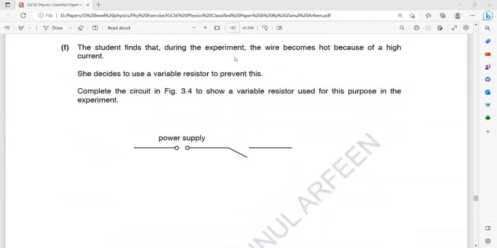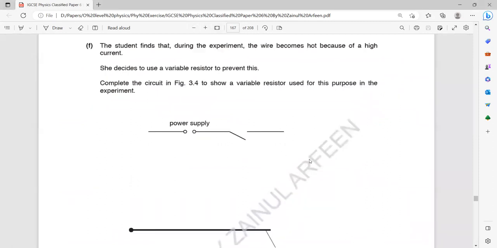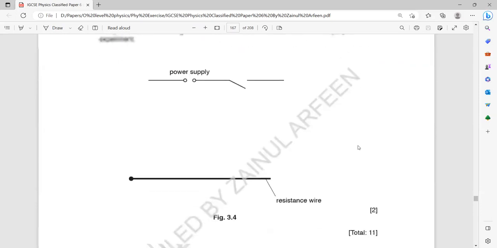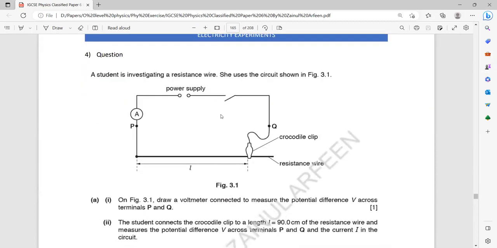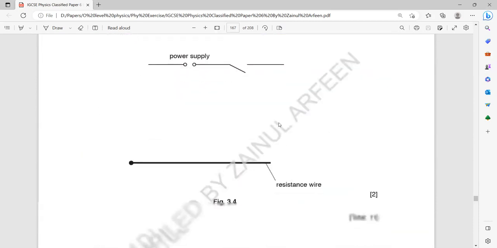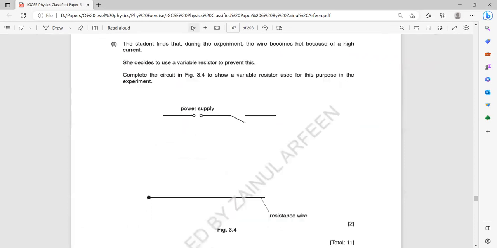The student finds that during the experiment, the wire becomes hot because of a high current. She decides to use a variable resistor. Complete a circuit diagram to show how a variable resistor is used for this purpose in the experiment. The same circuit you have to draw, but with a variable resistor. This is the original circuit. I just showed you the original circuit. Ammeter is there, a crocodile clip, a wire is there. Now the student wants the same circuit, but to use a variable resistor. So how will you complete a circuit with a variable resistor? You can use the screen annotation to complete this.